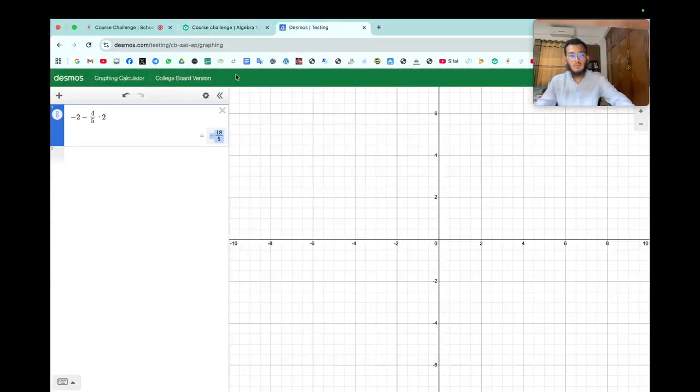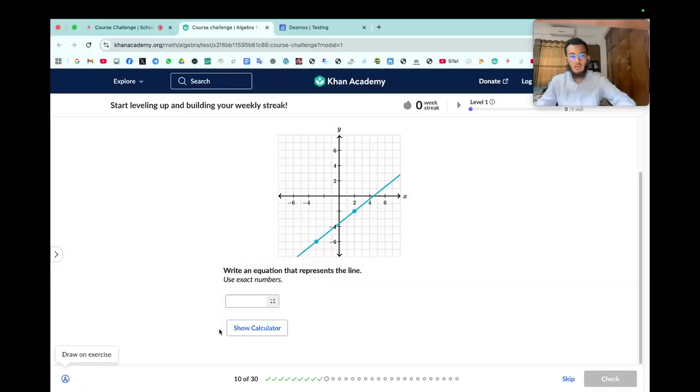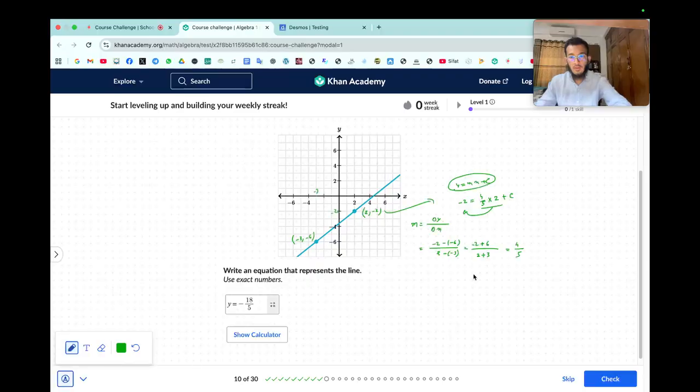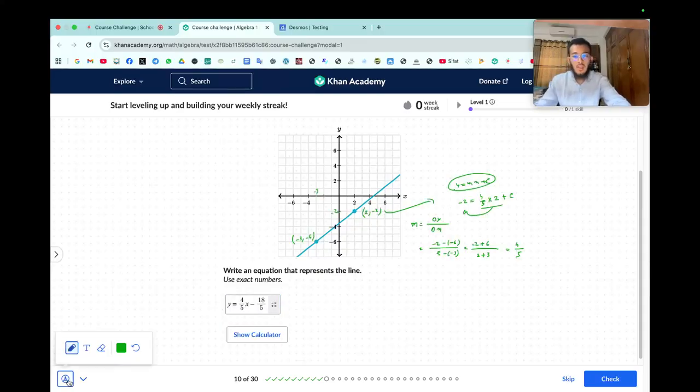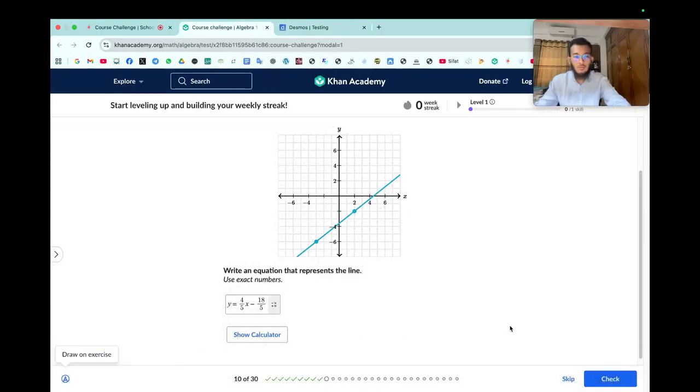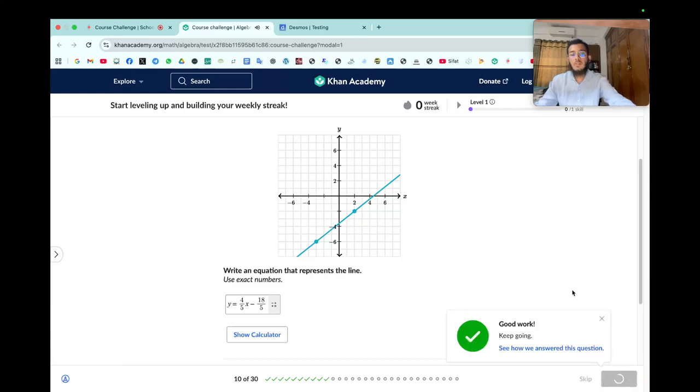Which means our equation is y equals, what is the slope? 4 by 5. So we have 4 by 5 x, and negative 18 by 5 is our y-intercept. So this is our equation. There we go.